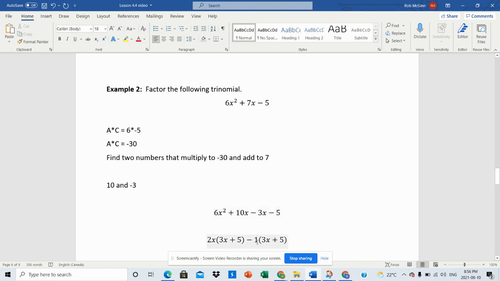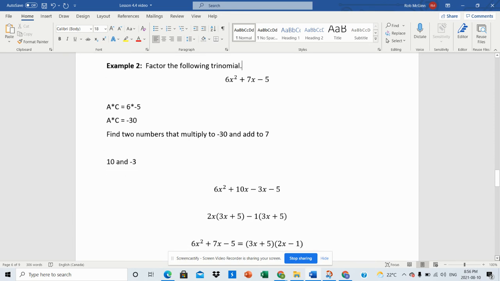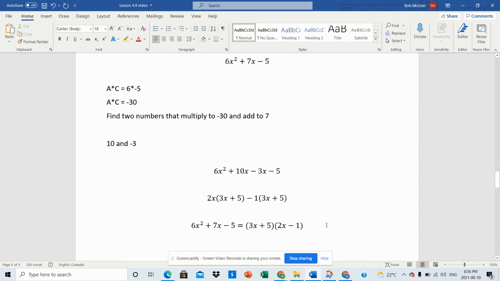So I'm going to factor out a negative 1. I'm now left with 3x plus 5. So we're going to have as our binomials 3x plus 5 is one of them. And then 2x minus 1 is going to be the other binomial. So 6x squared plus 7x minus 5 can be factored down to 3x plus 5 times 2x minus 1.